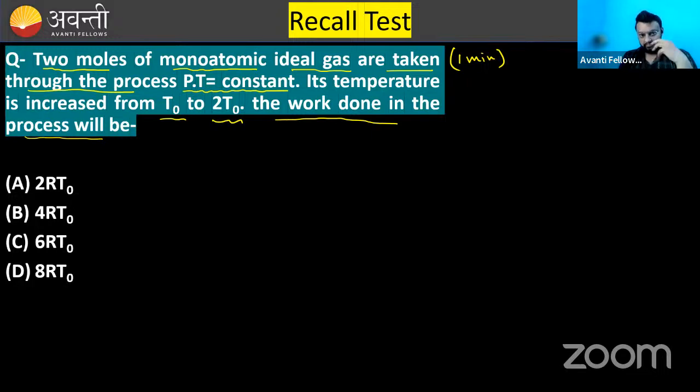Clear? So whenever work done is asked, for any process, you can start with work done is equal to integration PdV. Clear? That's what the approach is. Now we need to put the value of P, but given is P into T is constant. So let's try to write down some values here.